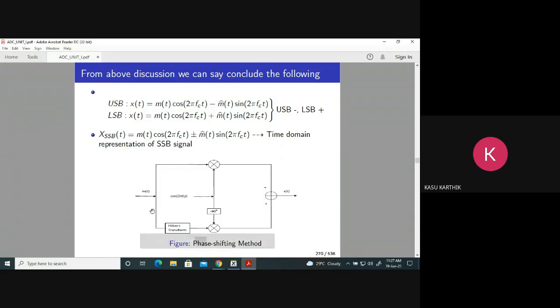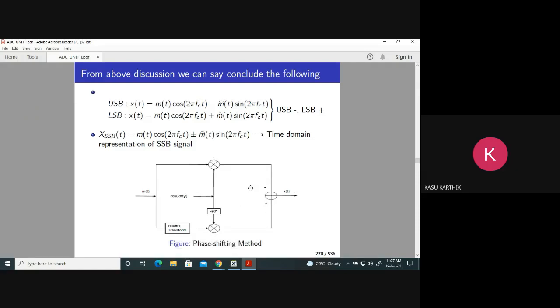Now I am applying m of t to Hilbert transform. You get m hat of t here. And one more thing is cos 2 pi fct here minus 90 degrees. It becomes sin 2 pi fct. Now here m hat of t, here sin 2 pi fct. What do you get here? M hat of t sin 2 pi fct. So from the upper path you get m of t cos 2 pi fct. From the lower path you get m hat of t sin 2 pi fct. Here you get either plus or minus. If you take plus, you get lower side band. If you take minus, you get upper sideband.